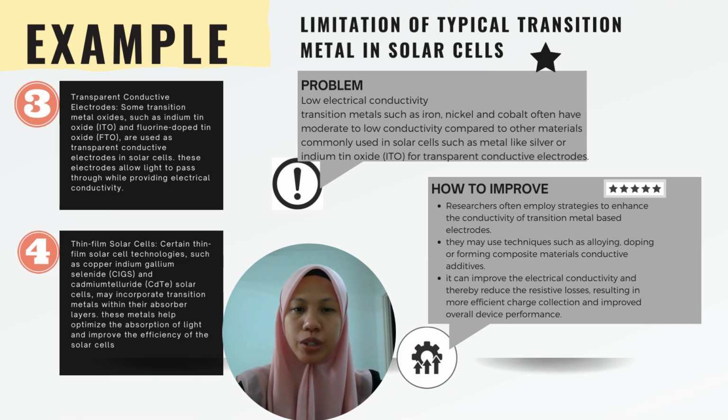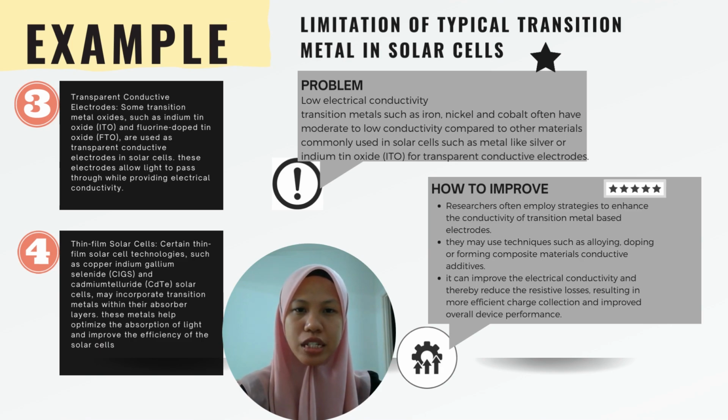The conductivity of a material is crucial for efficient charge transport within a solar cell. When sunlight is absorbed by the active layer of the solar cell, it generates electron-hole pairs. These charge carriers need to be collected and transported to the electrode interface to generate an electric current. However, if the transition metal used in the electrode material has low conductivity, it can hinder the movement of charge carriers and lead to higher resistive losses within the device.